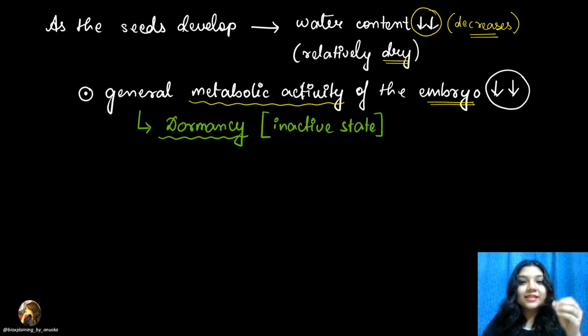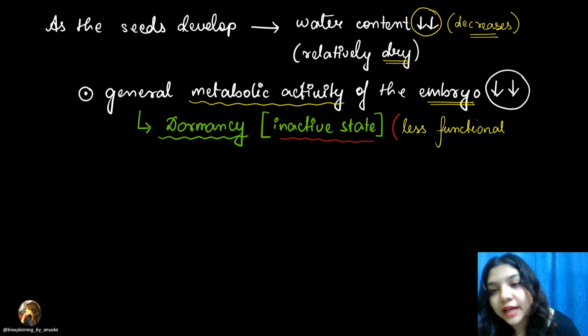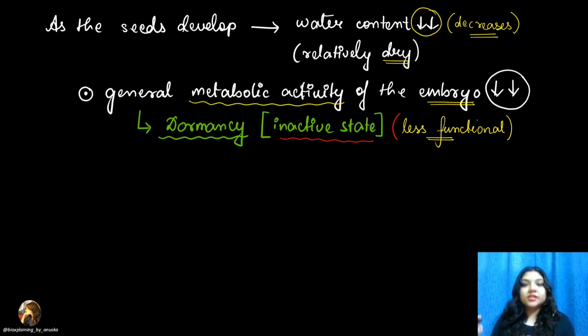Okay, so when this decreased rate is achieved, क्या कहते हैं हम इस स्टेज को? इसे कहा जाता है dormancy या तो inactive state, right? So हम किस चीज को dormant कब कहते हैं? When it is not very much functional, not very much active. So इसे हम लोग क्या कहते हैं? We can call it to be less functional. Okay, that means not much of activities or processes are taking place inside the embryo right now. This is known as the dormant condition of the seed.